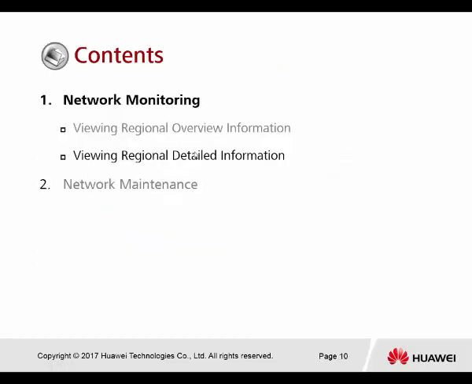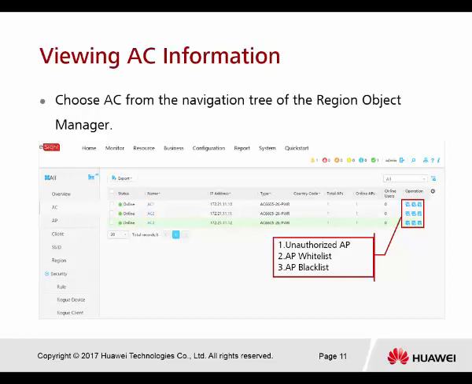Viewing the regional detailed information. Choose AC from the navigation tree of the region object manager. From this place, you can notice that all of the ACs have their status online. There are some operation icons right here. The first one is unauthorized AP, then AP whitelist and the blacklist. Why are they categorized into these 3 different selections here?